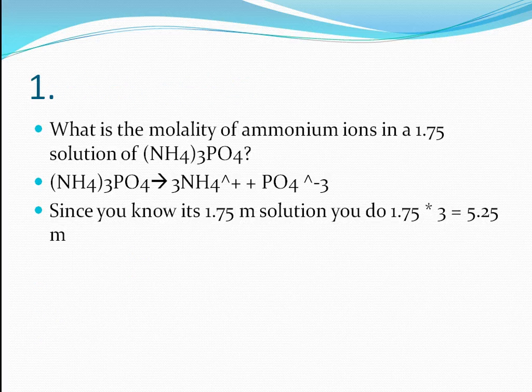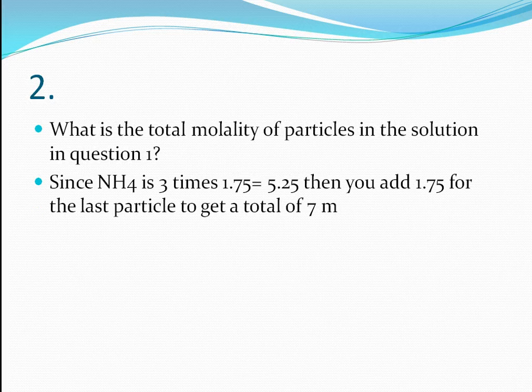Question number 1. What is the molality of ammonium ions in a 1.75 molal solution of (NH4)3PO4? (NH4)3PO4 breaks down into 3 NH4 positive and PO4 negative 3. Since you have a 1.75 molal solution, you multiply 1.75 by 3 to get 5.25, because you have 3 particles of ammonium.